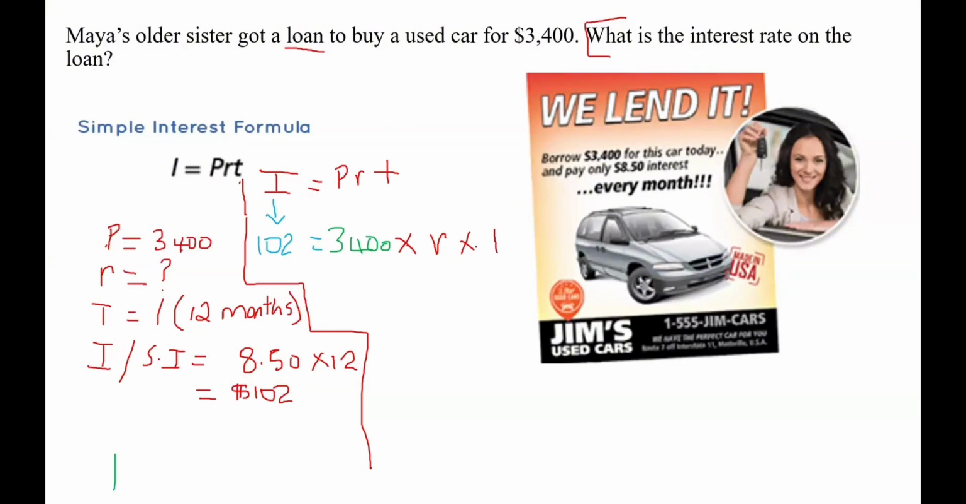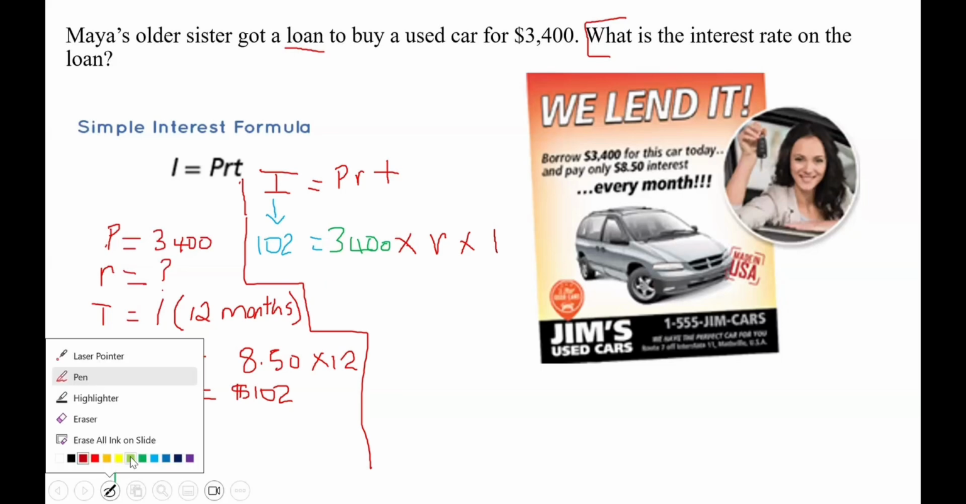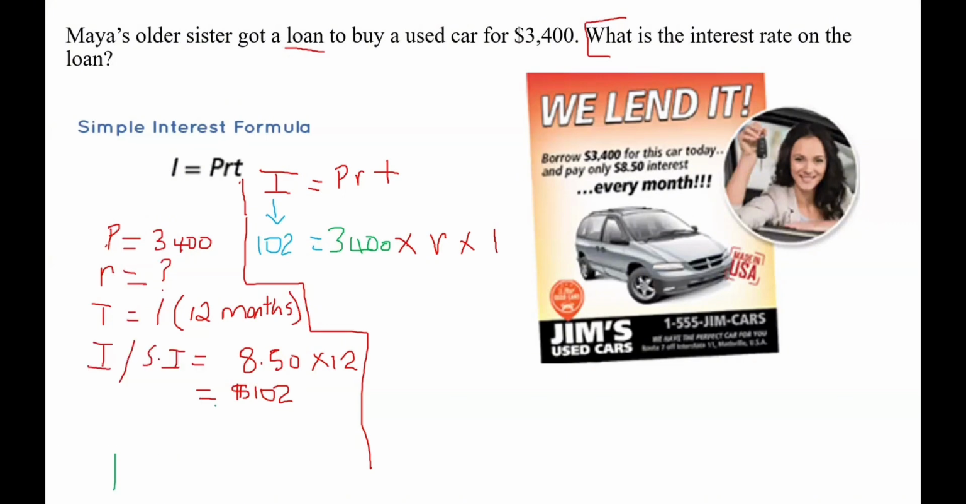Now we are going to multiply everything we have on the right. So 3,400 times R is 3,400 R, times 1 will give you back the same 3,400 R. Not every time the year will be 1. It depends on what you are given in the question. So I am going to write back my interest here, and I'm going to simplify the right-hand side, which is going to be 3,400 R. Now I have an equation.